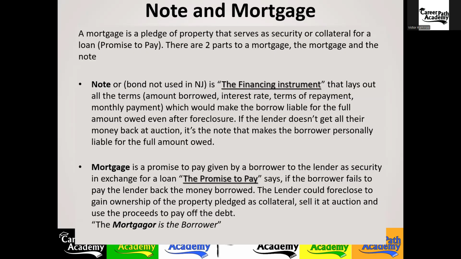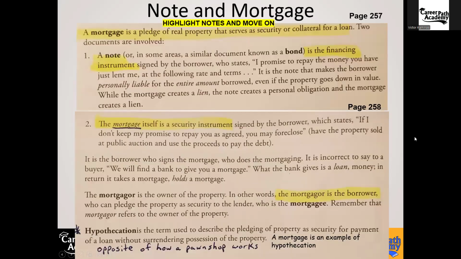So, to recap, there's two parts of a mortgage, the mortgage and the note. The note is the financing instrument, and the mortgage is that promise to pay. Who is the mortgagor? The borrower. There you go. So, let's do the highlights on that then.